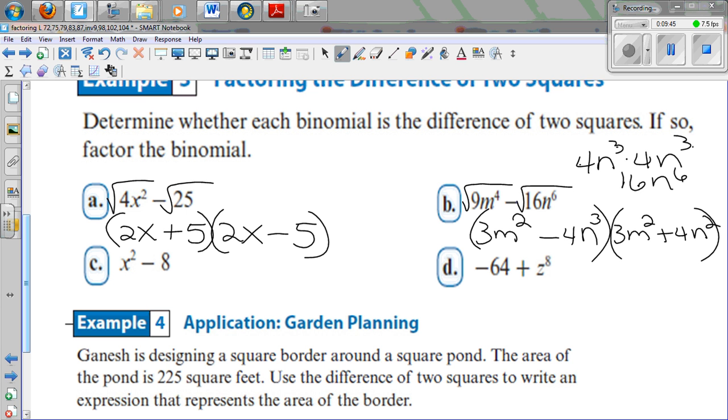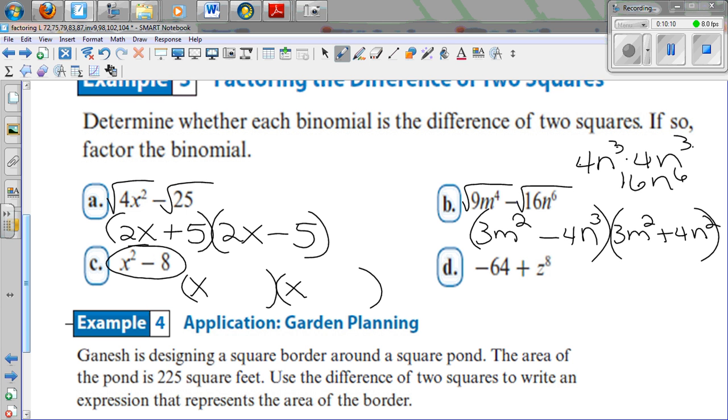C. x squared minus 8. Is x squared a perfect square? Yes. That's x. Is 8 a perfect square? No, it's not. So if we don't have a perfect square, then this doesn't work. And if it's a binomial, in other words, two terms, and it's not a difference of squares, then we probably can't factor it. We might be able to factor something out of it, but we can't factor it.